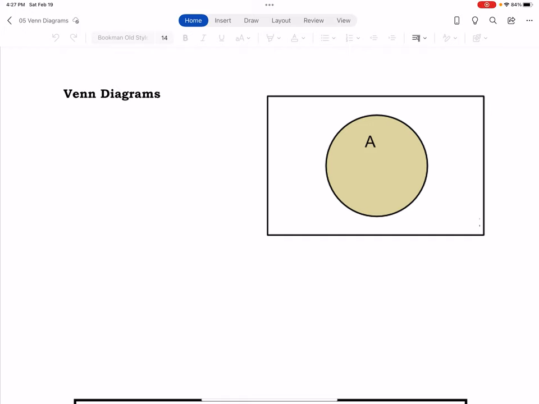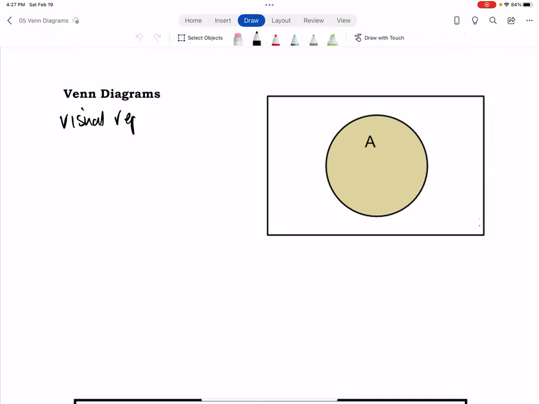So a Venn diagram is a way to show a visual representation among sets. The rectangle represents the universal set U. Remember, the universal set is the set that contains all the elements that are under discussion or under consideration. And the circles, or sometimes ovals or other shapes, represent subsets of that universal set U.